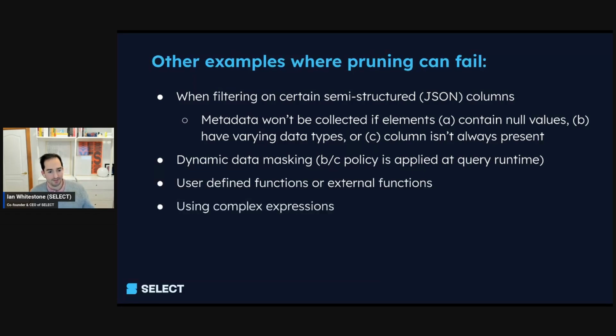Two other examples that I'll quickly call out. One is user-defined functions or external functions. If you have a function that has to go fetch data over the network, Snowflake can't know in advance if that will result in certain files not having to be scanned.